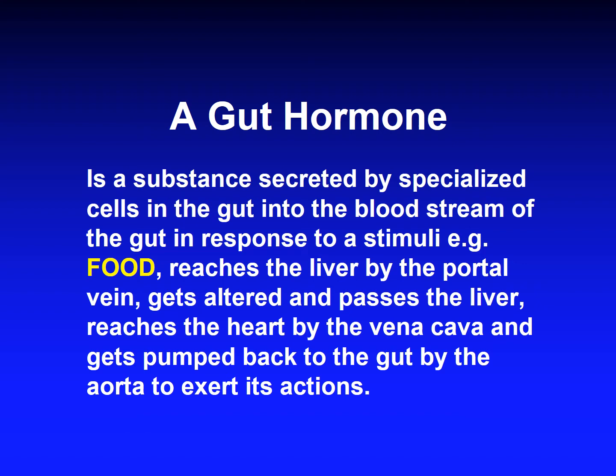What is a gut hormone? A gut hormone is a substance secreted by a specialized cell, of course, from the gut, and reaches the bloodstream of the gut in response to a stimuli, which is in general food. Might be toxin, might be bacteria, might be any other thing, but the best stimuli and the most powerful one is food. After that, it reaches the liver, gets altered, goes to the heart, and gets pumped again to the gut to produce its functions.